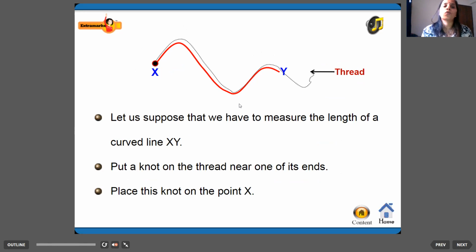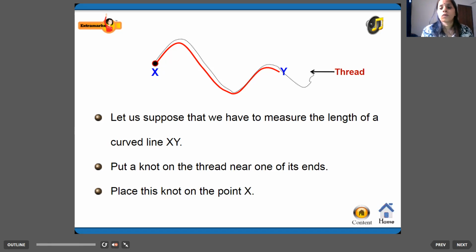So what you have to do? You have to take a thread. Then, where the X is written on the screen, put a knot on the thread. You can see over here, the knot is being put on the thread near one of its ends. Now place this knot on the point X. We have placed it on the point X.